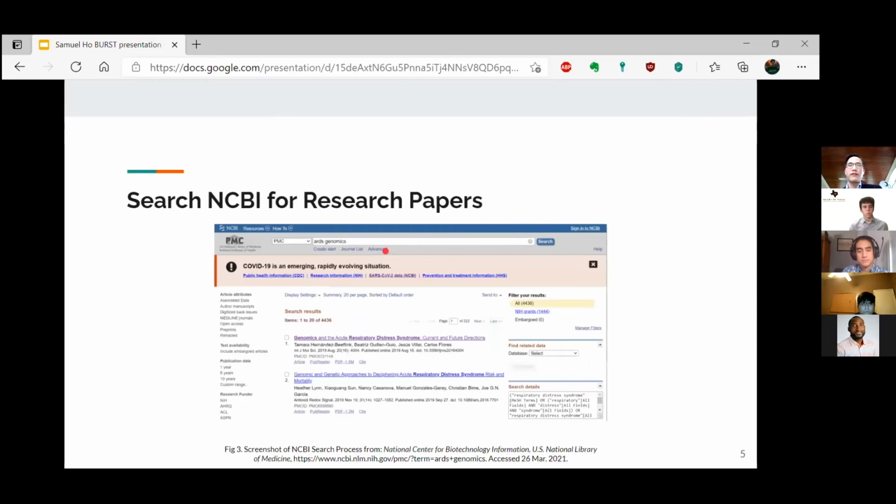So now I will outline the process using a sample gene, in this case, EGLN1, which was one of the 239 genes in our final database. So here you can see that we would do a general search on NCBI for relevant research papers. And here the search was ARDS genomics. And this first link gave us a table of genes that were found to be linked to ARDS, including EGLN1.